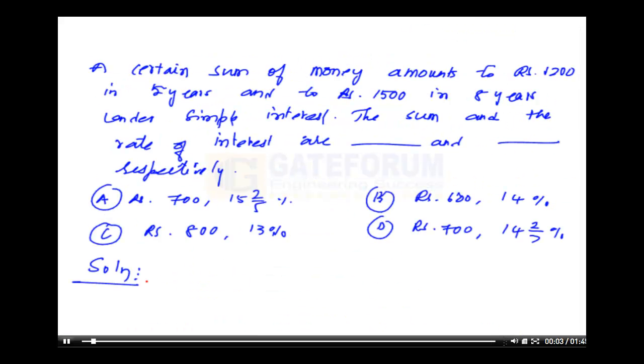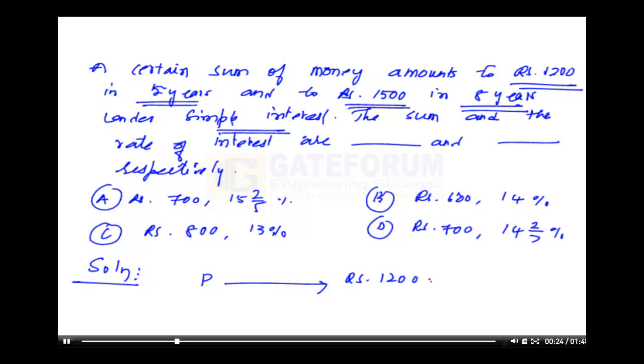To find the principal amount, which amounts to rupees 1,200 in 5 years and to rupees 1,500 in 8 years at simple interest. Let the principal amount be some P. This principal amount P is becoming rupees 1,200 after 5 years, and same amount P is becoming rupees 1,500 after 8 years.